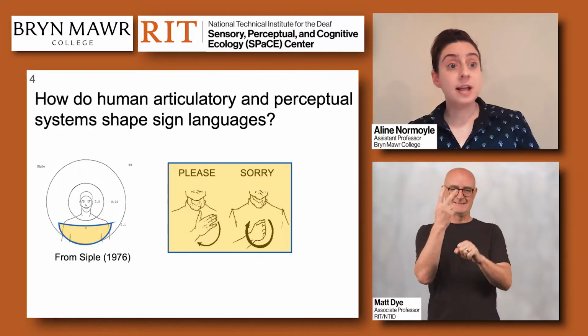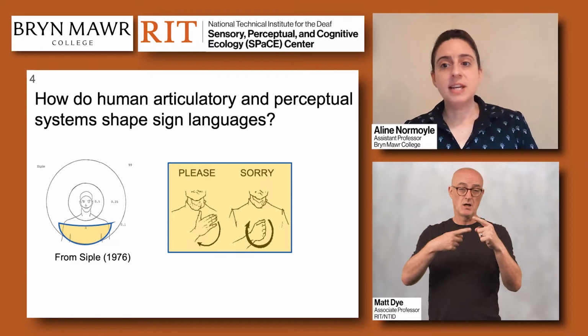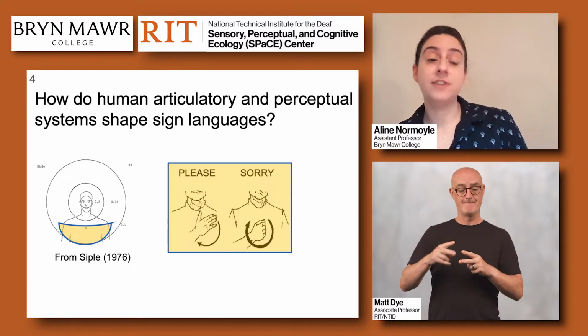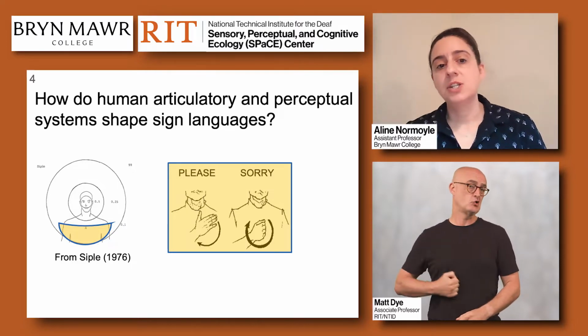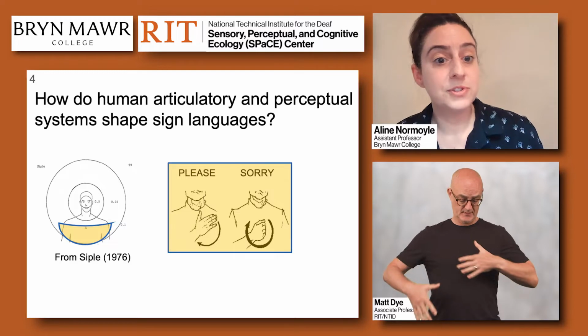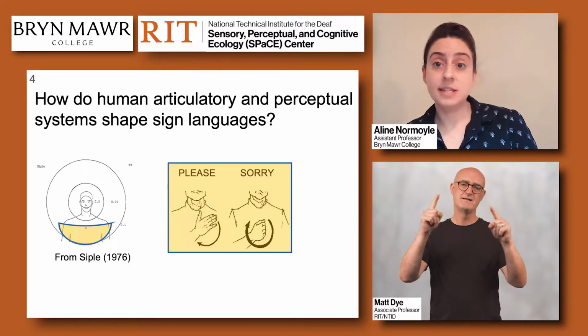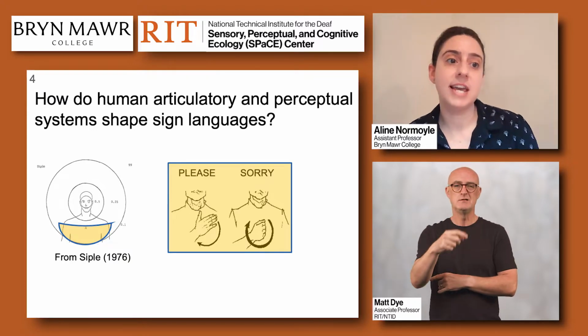Furthermore, considering signs that are made in our peripheral vision, it is more likely that a minimal pair located in our peripheral vision will have very different hand shapes or utilize very different kind of movement. In this slide, we have examples for please and sorry. Both these signs are located in the same place and they have the same movement, but they have very different hand shapes.